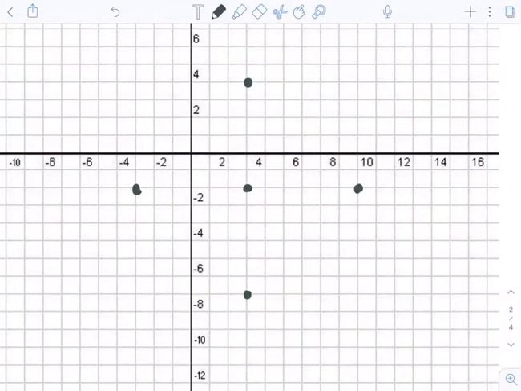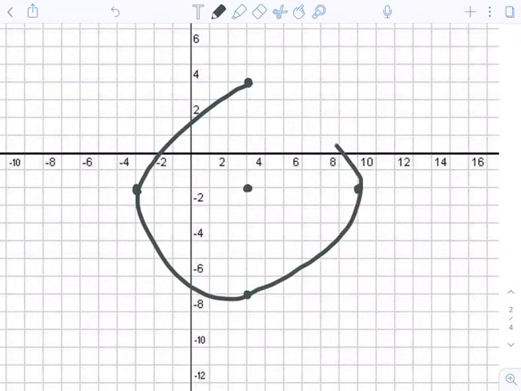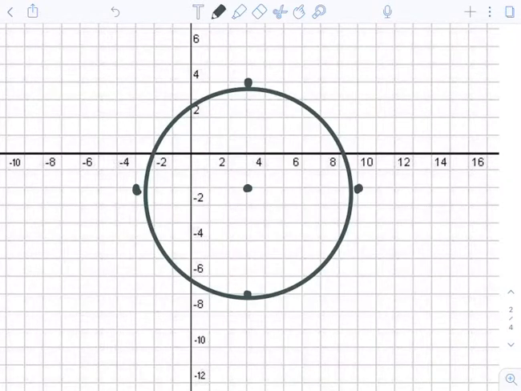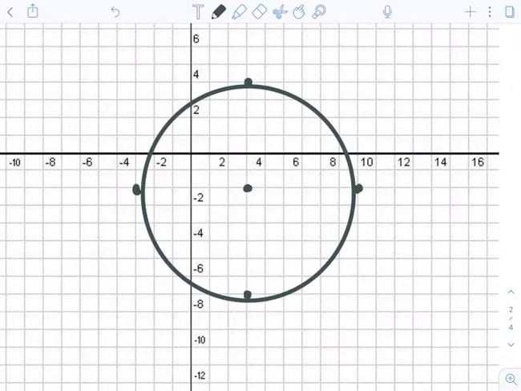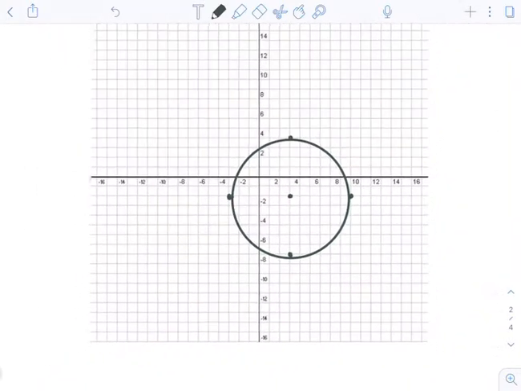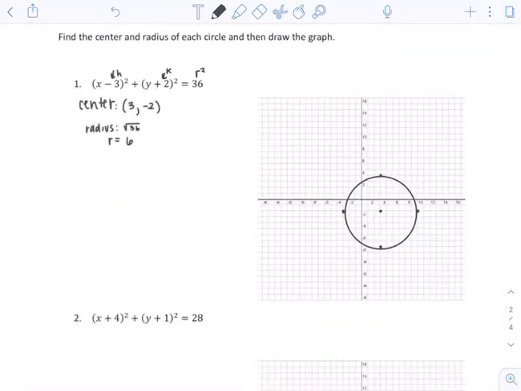Okay, now you could kind of see your circle forming. And I'm going to draw a circle through these points. And what's nice about your iPad is it'll create the circle for you, okay? But make sure you're plotting those 4 points. Okay, and there's our circle. Easy enough, right?